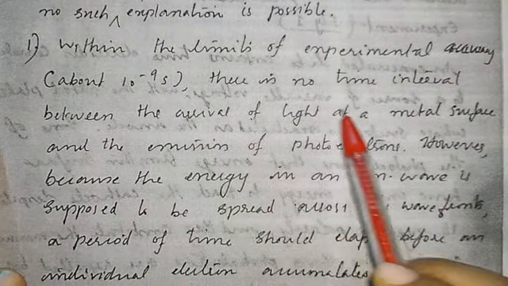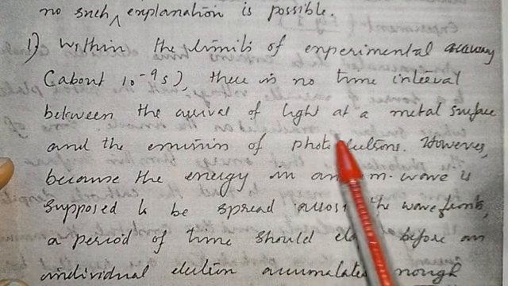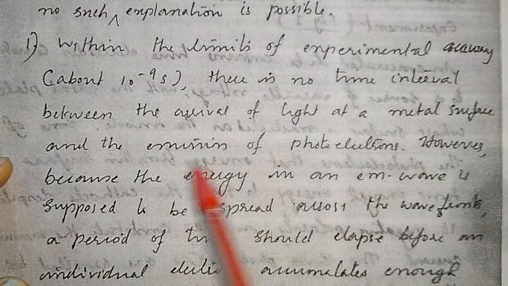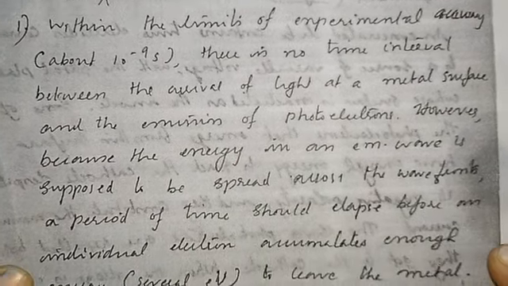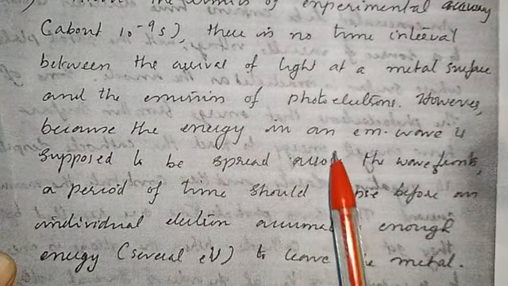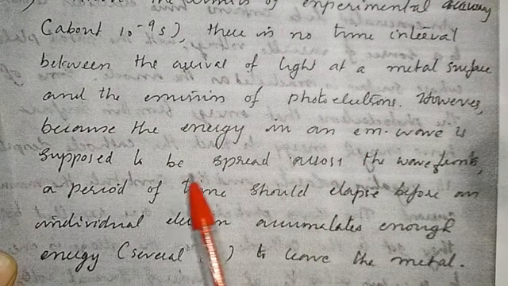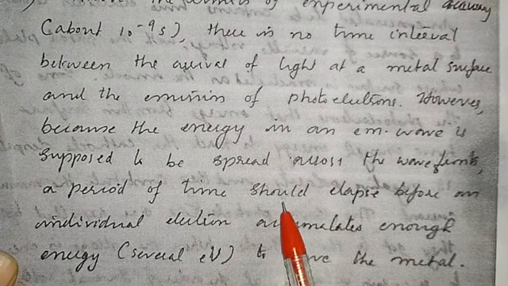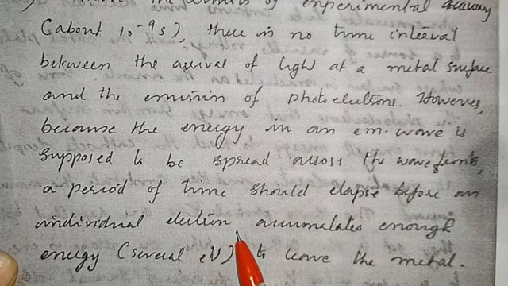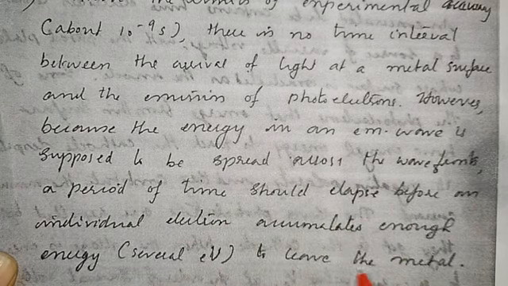there is no time interval between the arrival of light at a metal surface and the emission of photoelectrons. However, because the energy in an electromagnetic wave is supposed to be spread across the wavefronts, a period of time should elapse before an individual electron accumulates enough energy to leave the metal.